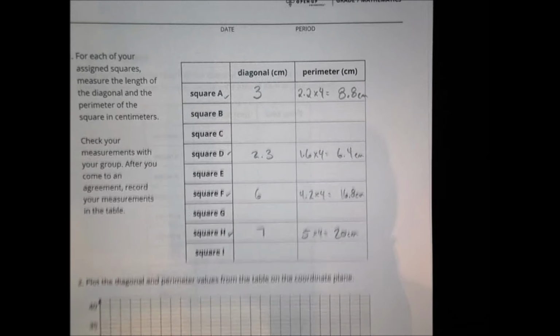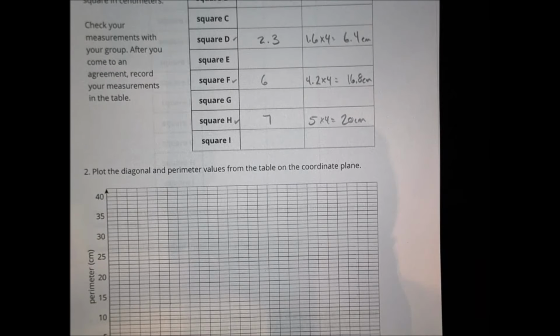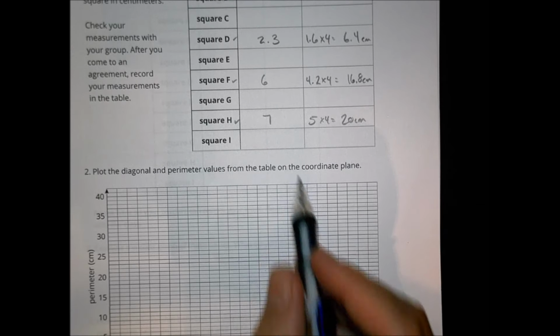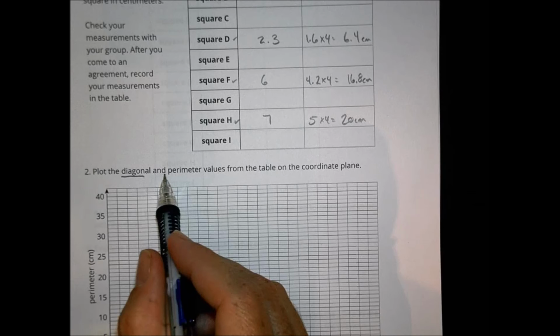All right, that's okay. Part 2, it says to plot the diagonal and perimeter values from the table on the coordinate plane. Okay, so looking at the diagonal and the perimeter values.